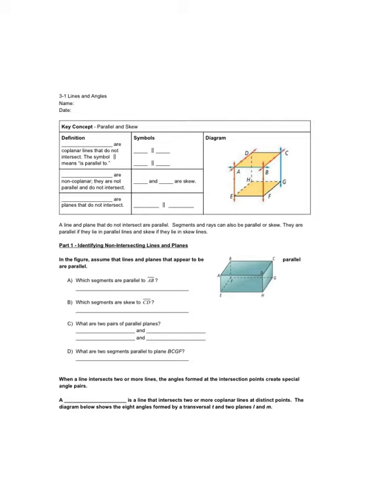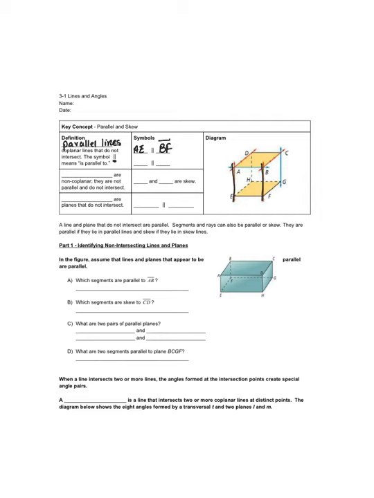All right, so our first definition is parallel lines. Parallel lines are coplanar lines that do not intersect, and the symbol right here means is parallel to, all right? So if you look at our diagram, we have line AE and line BF that are parallel and they lie on the same plane. So AE is parallel to BF.